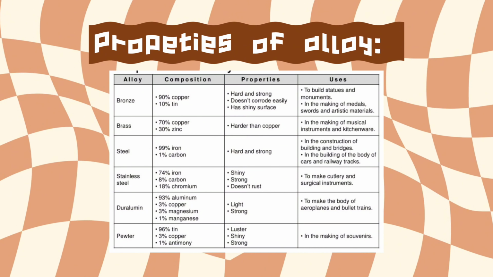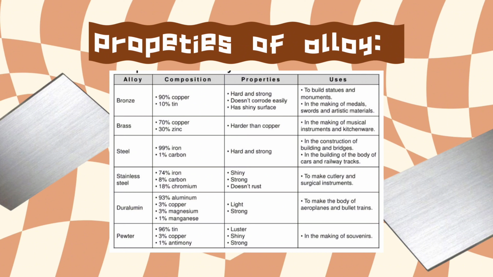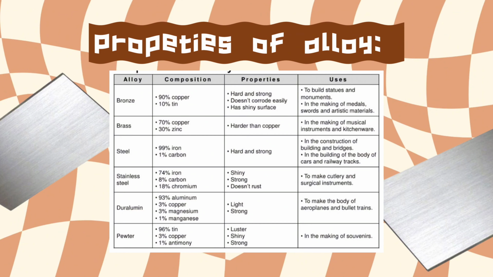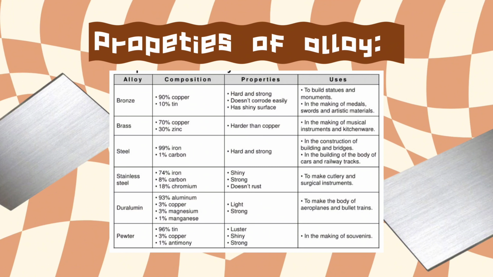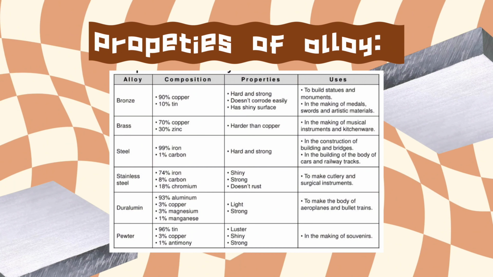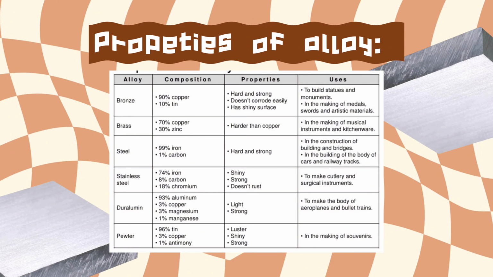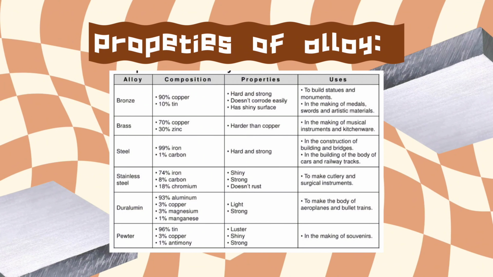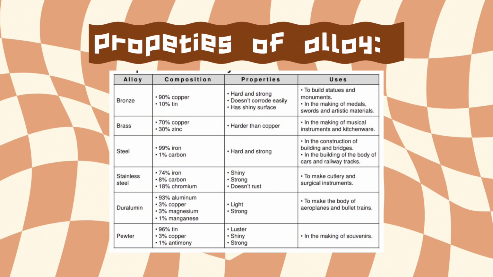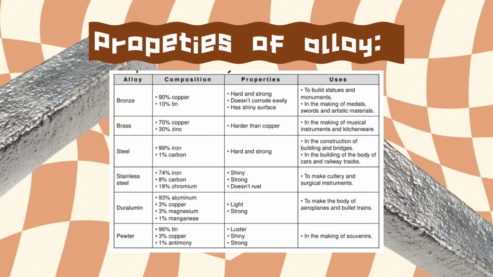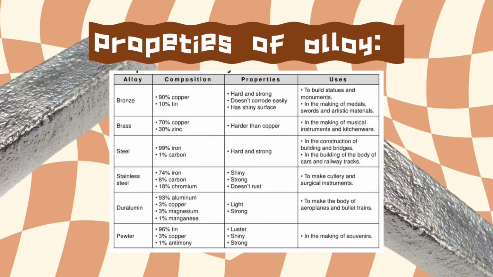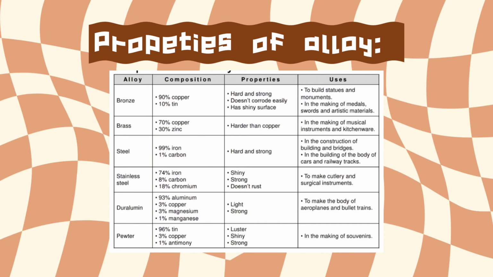For the fourth one, stainless steel is 75% iron, 8% carbon, and 18% chromium. For the fifth one, duralumin is 93% aluminium, 3% copper, 3% magnesium, and 1% manganese. For the last one is pewter. Pewter consists of 96% tin, 3% copper, and 1% antimony.